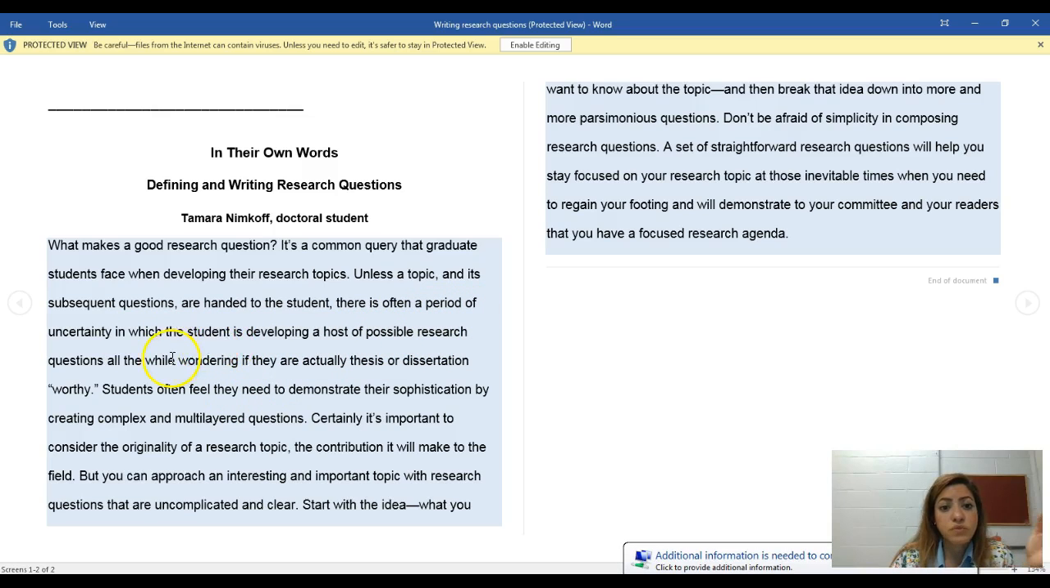So they go into a long period of uncertainty in which the student is developing a host of possible research questions, all the while wondering if they are actually thesis or dissertation worthy. Students often feel they need to demonstrate their sophistication by creating complex and multi-layered questions. Don't do that. Certainly, it's important to consider the originality of a research topic and the contribution it will make to the field. Absolutely. Think of how my questions are unique.